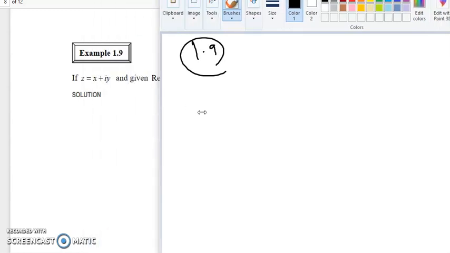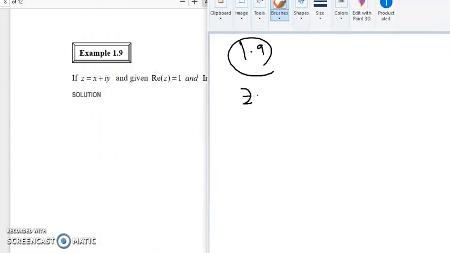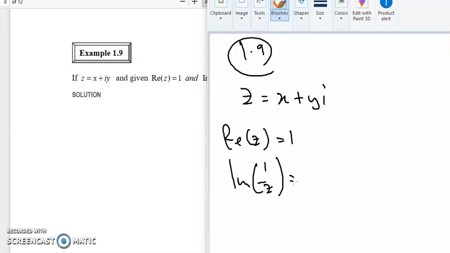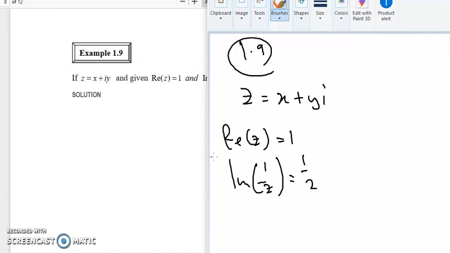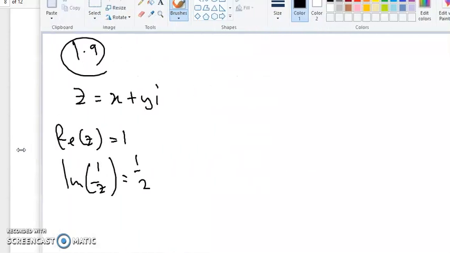So put it down here what you have, which is z is equal to x plus yi, and it is given that the real of z will be equal to 1, and the imaginary of 1 over z will be equal to 1 over 2. So let's do it one by one, and the question is asking for z, right?